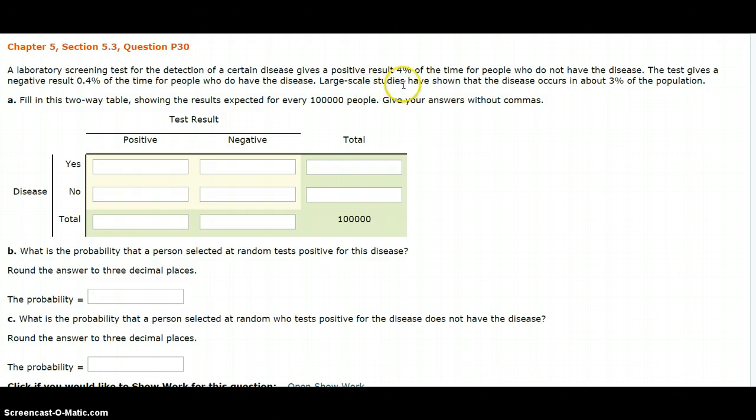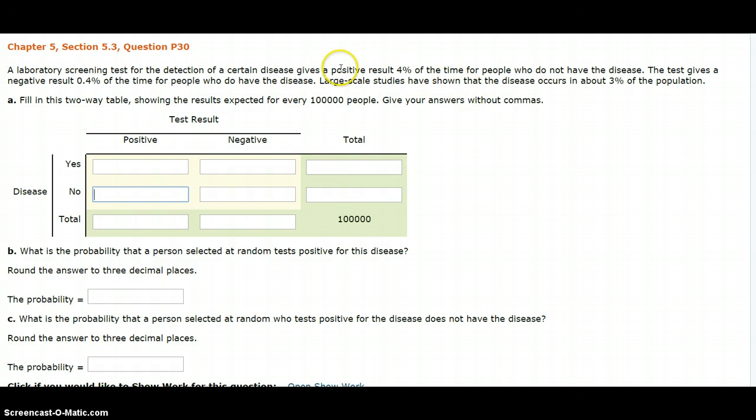So where to start off? Well, I notice here that it says 3% of the entire population has the disease. You know what? Let me start from the beginning, and I'll show you why I don't start there with my crossword puzzle. So positive result 4% of the time for people who do not have the disease. What that's saying is this right here will be 4% of this, not of the overall total, just the people who do not have the disease. So whatever this number is, 4% of it. But because we don't have either of them, we really can't do much with it.